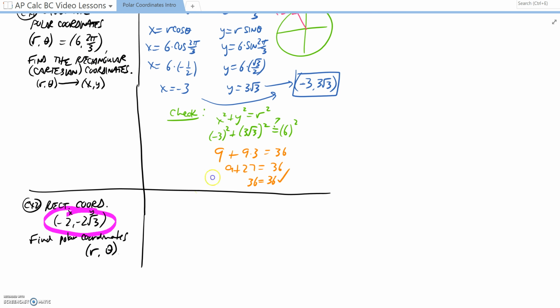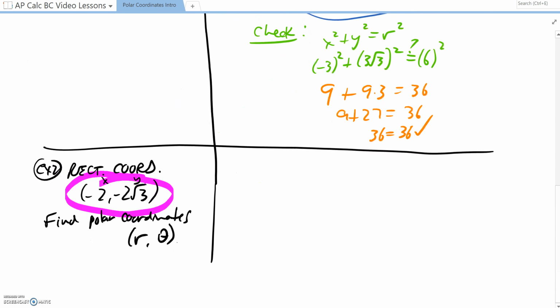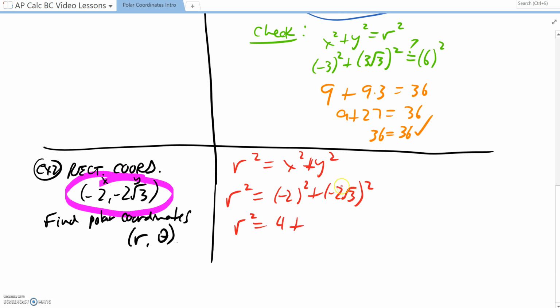All right, so let's start with r squared equals x squared plus y squared. We'll go find the radius first. So the radius squared should equal (-2) squared plus (-2 rad 3) squared. So r squared equals 4 plus, the 2 squared would be a 4, the rad 3 squared would be a 3, so that would be a 12 over there. So r squared equals 16. So that means r equals plus or minus 4.